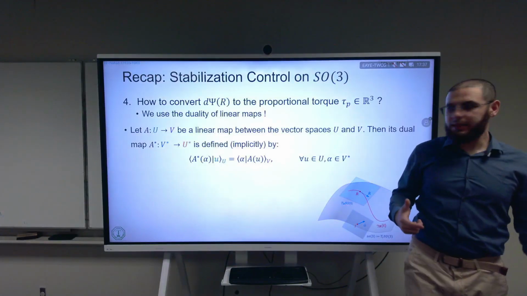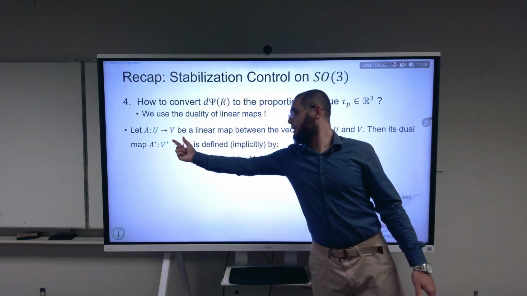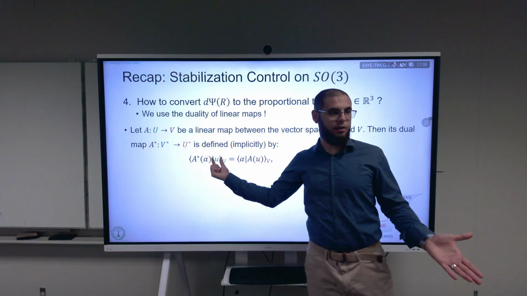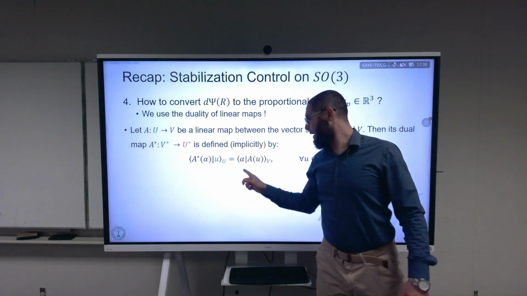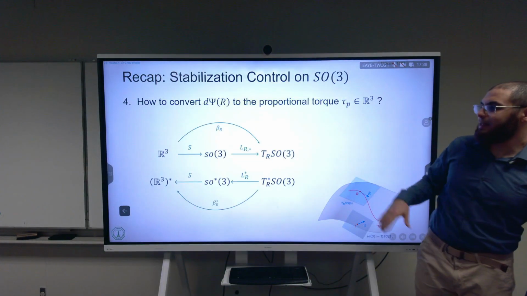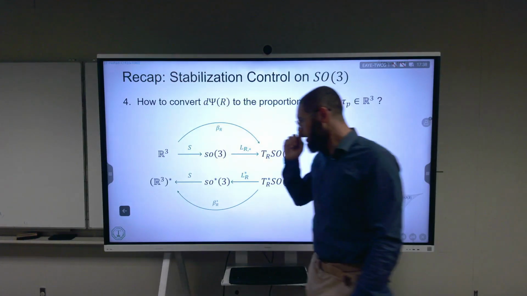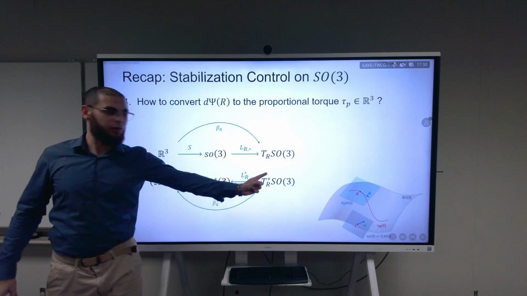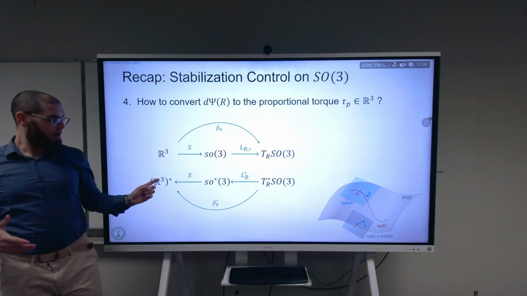And it's defined again implicitly: if A star eats any arbitrary covector in V star, you get a covector in U star, and that covector in U star eats any vector in U. This is equivalent to A eating U first, giving you an element in V, and then the covector in V star eating that vector in V, and you get the same number in the end. Okay? And then when you apply that concept to the case of SO3, this is the map that we're interested in. So the covector we derived, d psi of R, lives here, and we want to transform it back into a torque. So we want to write it as 3 numbers in the end. So the torque lives here.